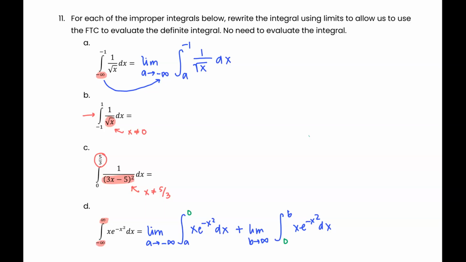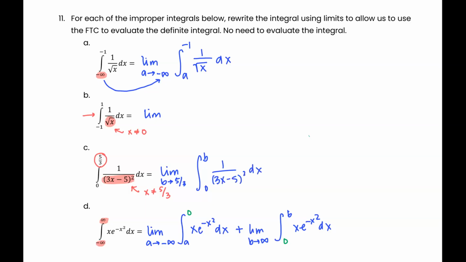All right, so we know when we have infinite discontinuities in our problem, we have to pay close attention because we can't just write the integral. Let me do this one first. The limit as b goes to 5/3 from b to 0 of this nonsense.